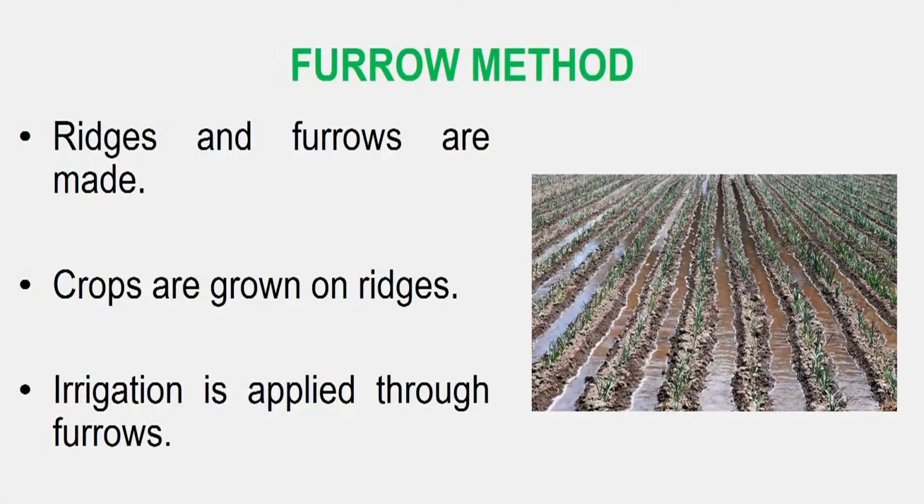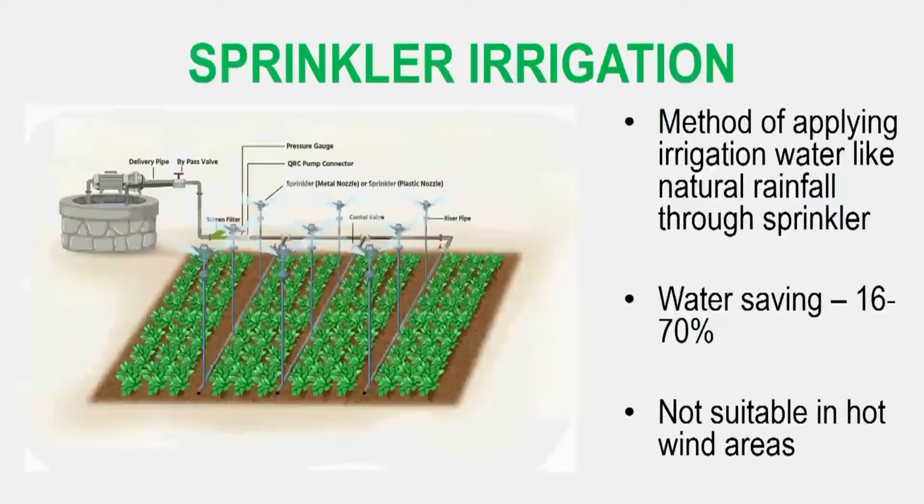Now next comes the furrow method. Here ridges and furrows are made, while the crops are grown on the ridges and the water is applied through the furrows. This furrow method of irrigation is widely practiced for widely spaced crops.